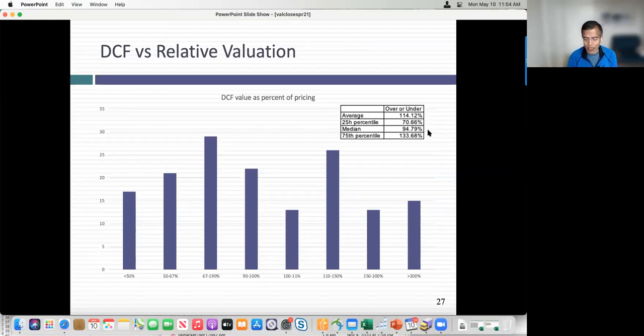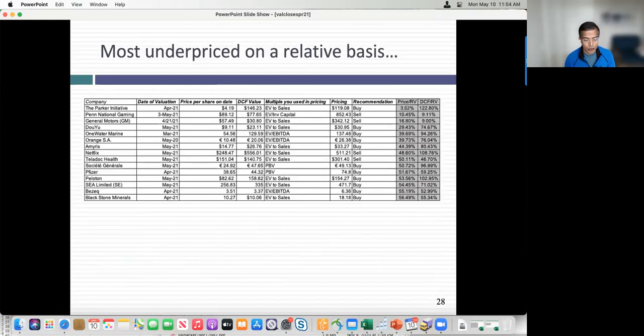So it doesn't surprise me that the DCF value is on average about 90, or at least on a median basis, about 95% of your pricing. So you're almost underpriced. So again, remove the Parker Initiative from the list and go down. The most overpriced stock in this class was Penn National Gaming, followed by GM.